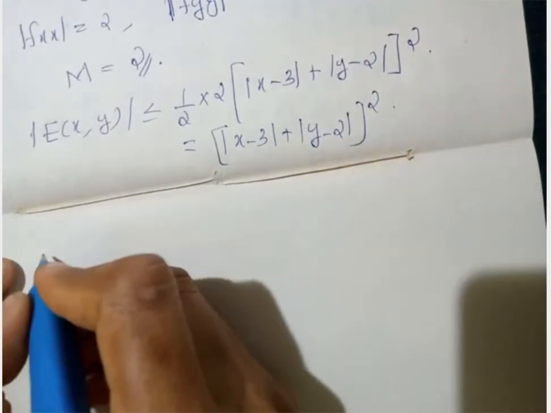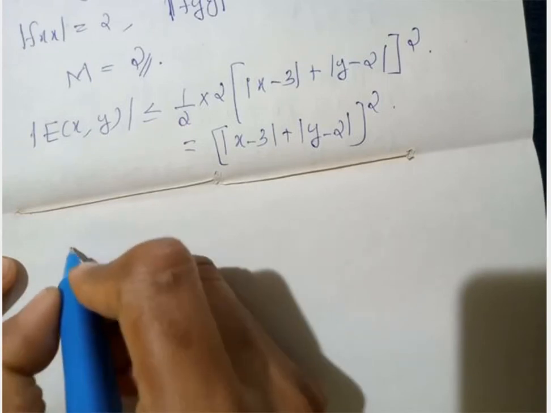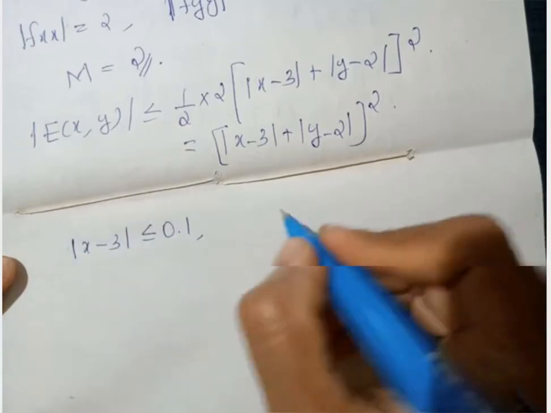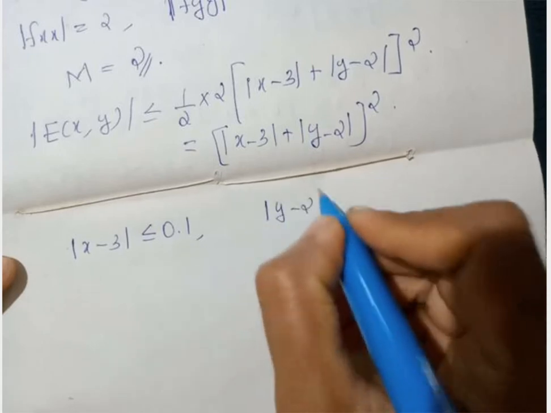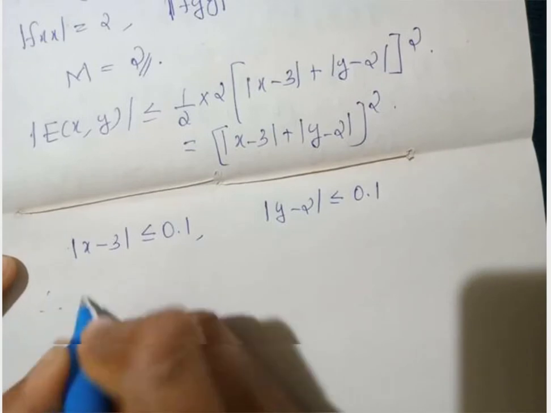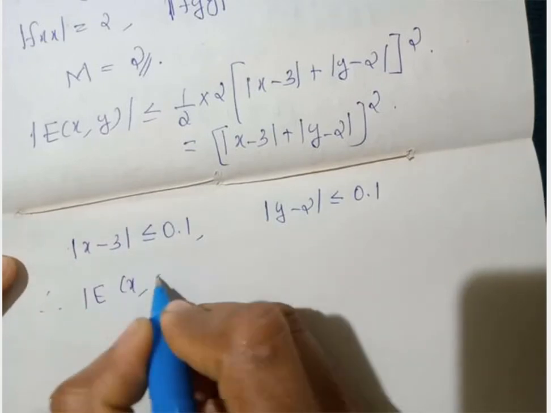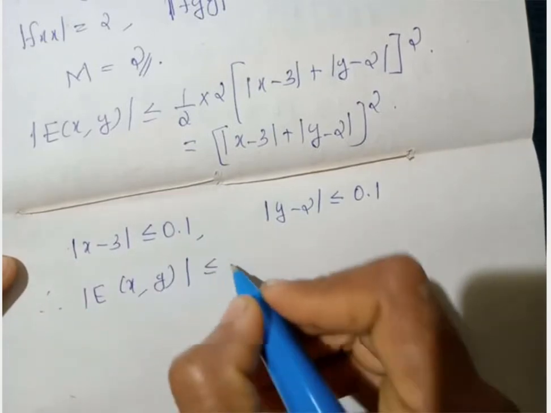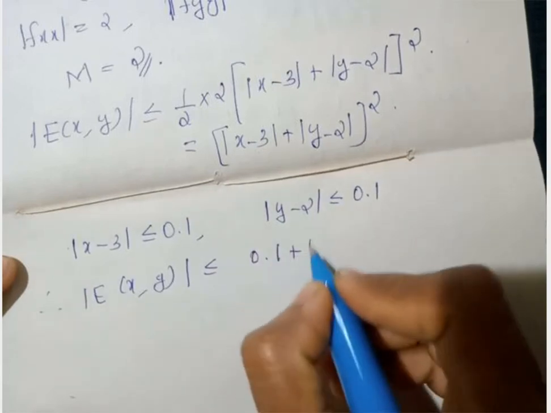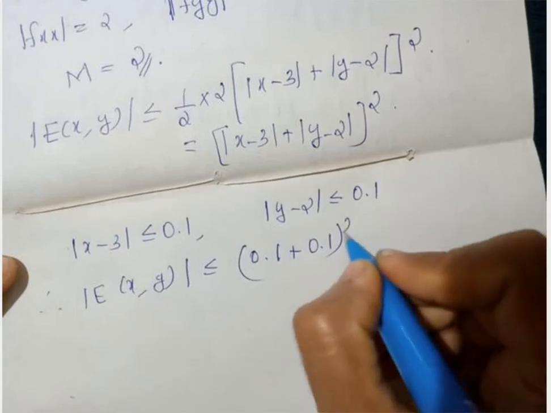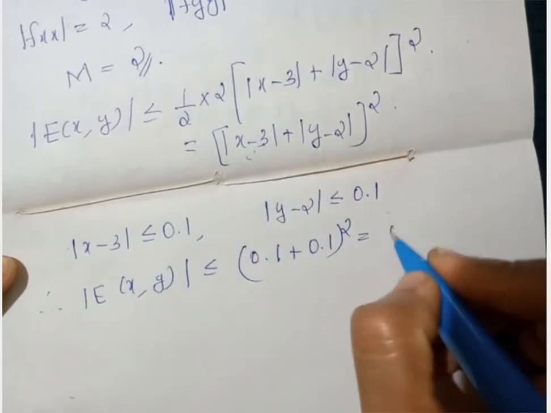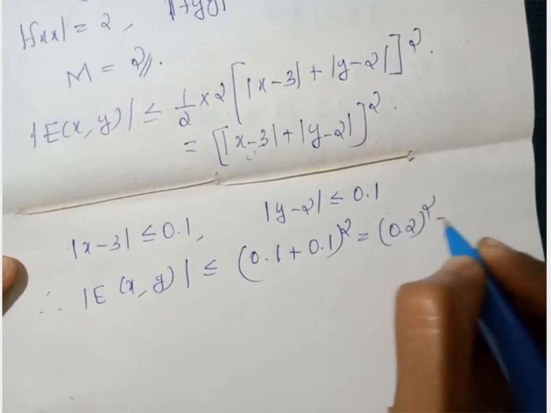Finally, we have |x − 3| ≤ 0.1 and |y − 2| ≤ 0.1. Therefore, |E(x,y)| ≤ (0.1 + 0.1)², which is equal to 0.2 squared, which is equal to 0.04.